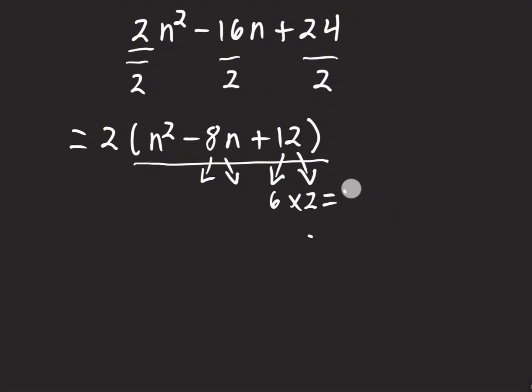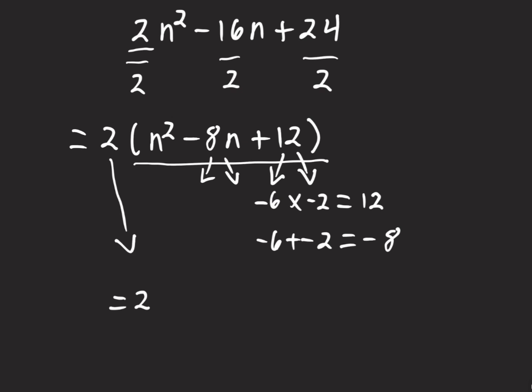So instead, let's try flipping our signs around. So if we do negative 6 times negative 2, well, two negatives multiplied make a positive, so we'll still get positive 12. And negative 6 plus negative 2 will equal negative 8, meaning our answer for this one is, we got to keep that 2 that we factored out. So 2 bracket n minus 6 bracket n minus 2.